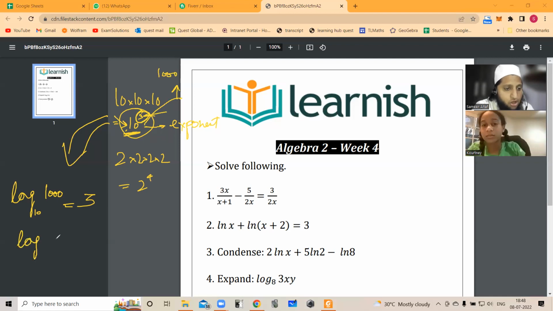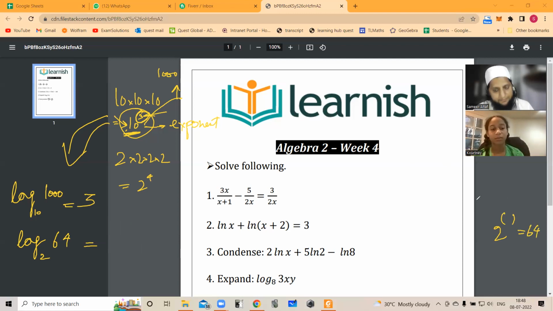Now if I'm having log 64 to the base 2, what would this mean? It would mean what do I have to raise 2 to, to get 64? 2 times 2 times 2 times 2 is 16, and then again. Can you check it on the calculator? 2 to which power will be 64?